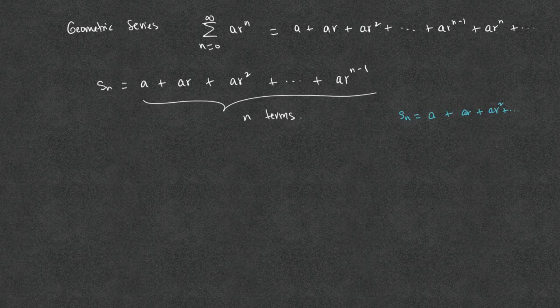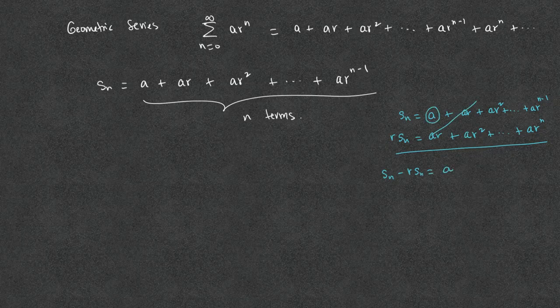plus ar squared plus all the way to ar to the n minus 1, and we multiply both sides of this equation by r to obtain r times S sub n equals ar plus ar squared plus all the way to ar to the n. And then we subtract the two. S sub n minus r times S sub n equals a. The first term stays, but then ar minus ar is gone. Ar squared minus ar squared is gone. And we end up with a minus ar to the n.